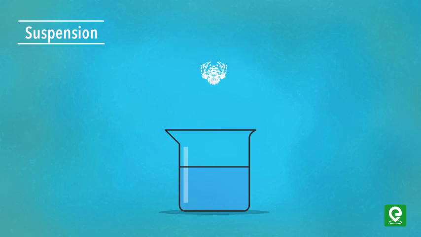Chalk is dissolved in water and stirred vigorously. Particles of chalk are distributed evenly in water. After some time, the particle of this solution settle under water due to influence of gravity. This solution is an example of suspension.